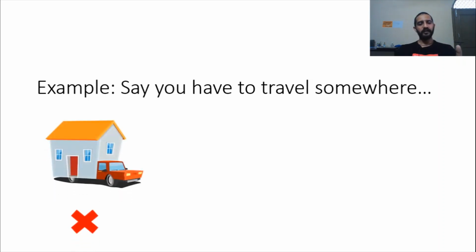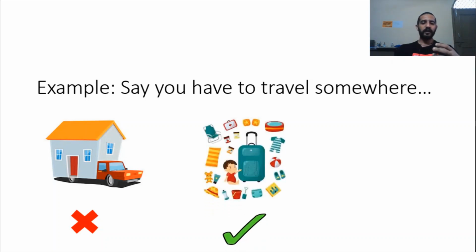So one option is that I can carry my entire house. And the second option is that I carry the items which are of my personal use. Say I can carry my clothes, I can carry my toothbrush, I can carry my towel, I can carry my other belongings which are of daily use to me, like my socks, my shoes, and the rest.